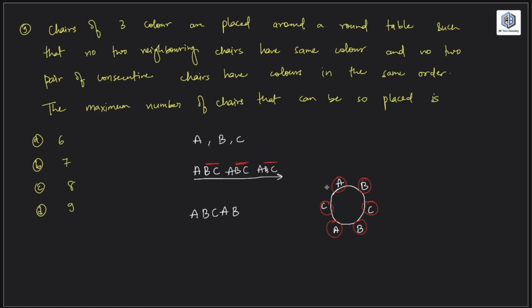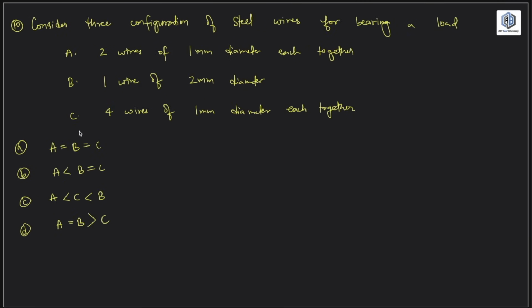So of 3 colors only I was able to place 6 chairs. Okay, so that's the maximum number of chairs that you can do. You cannot exceed more than that, and that's why option number A should be your correct option. Okay, let's take the next question.